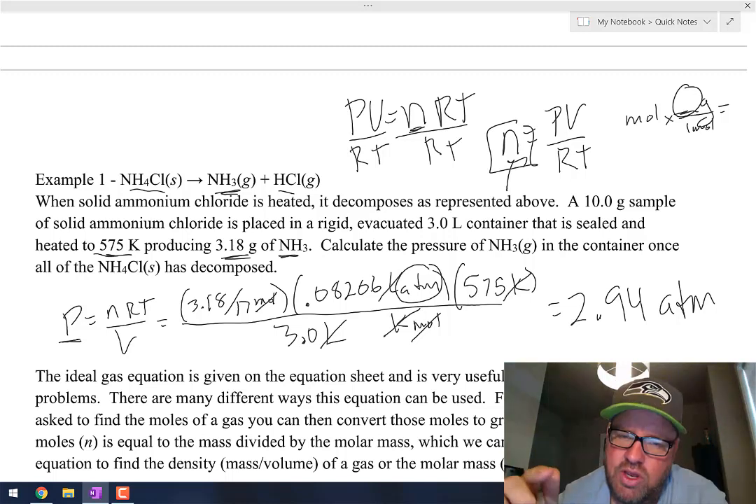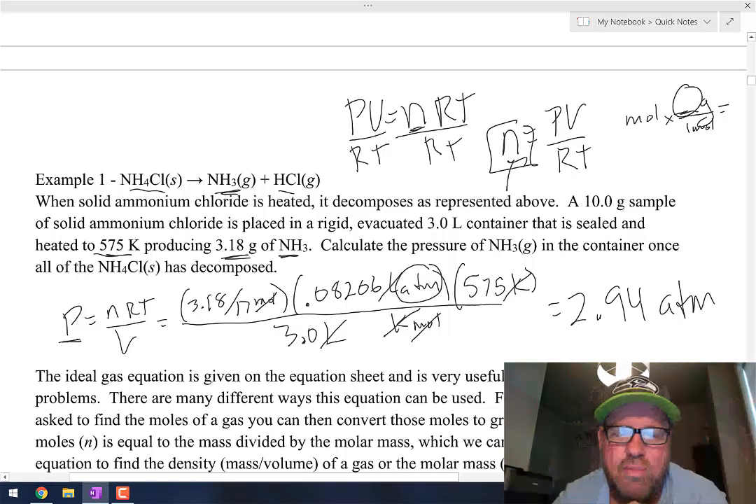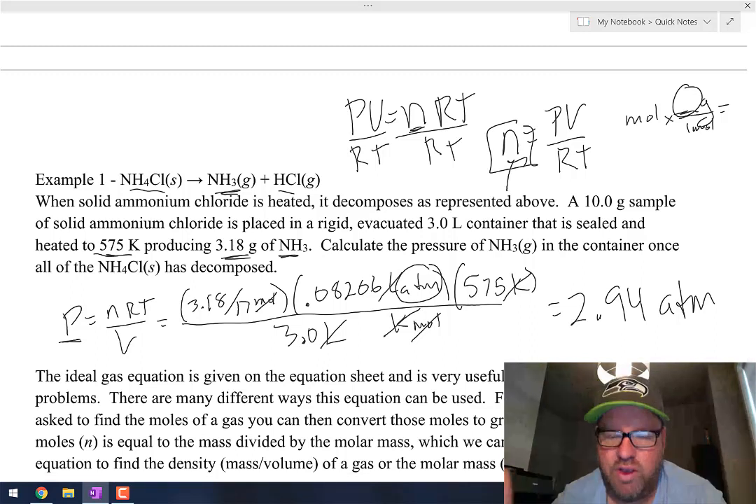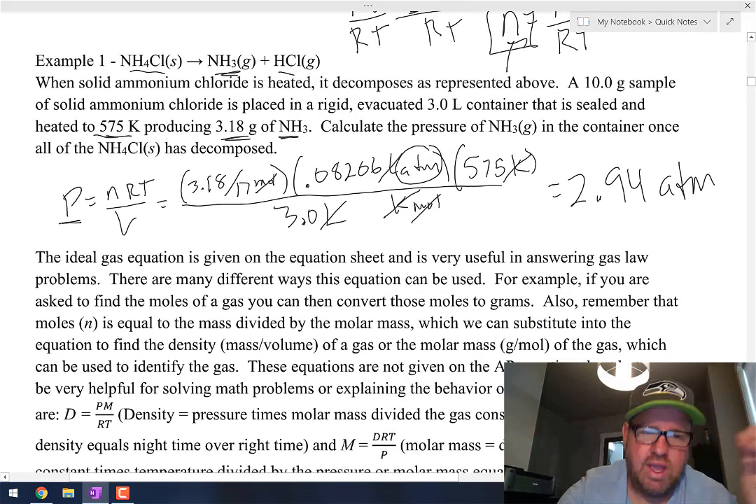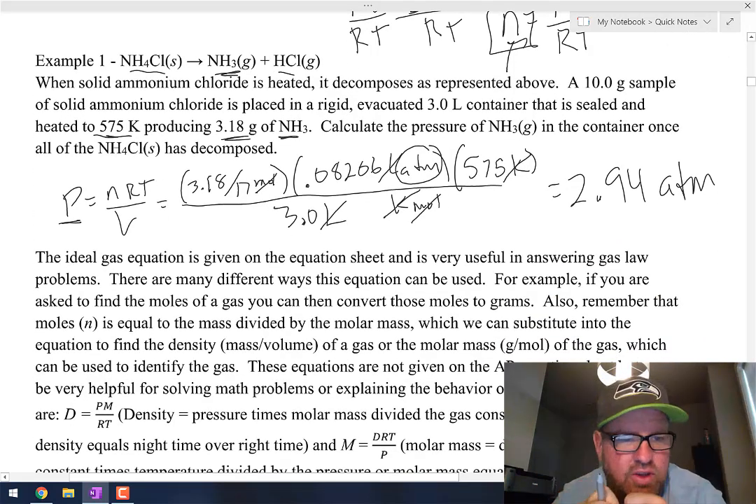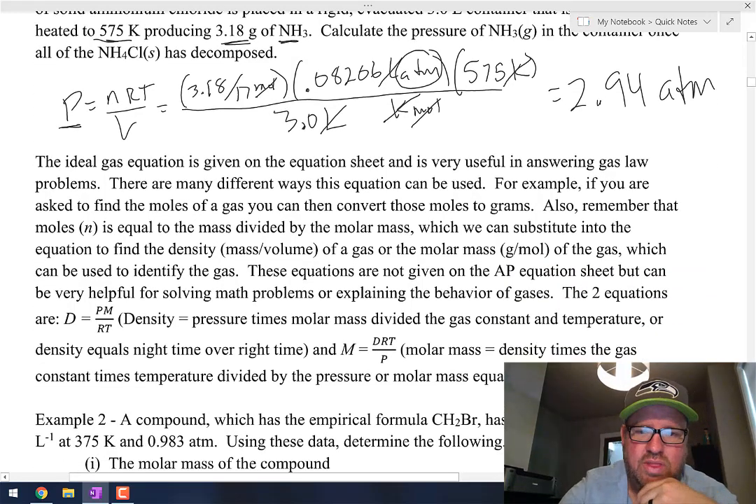That's when you use some version of the combined gas law. This is just, here's the volume, here's the pressure, here's the temperature, find the moles. Or here's the moles, here's the temperature, here's the pressure, find the volume. That's when you use this equation. Again, it's given on the equation sheet. It's very useful for answering problems involving pressure, temperature, volume, moles, things like that. And again, a lot of what I already discussed is right there, so you can read that.